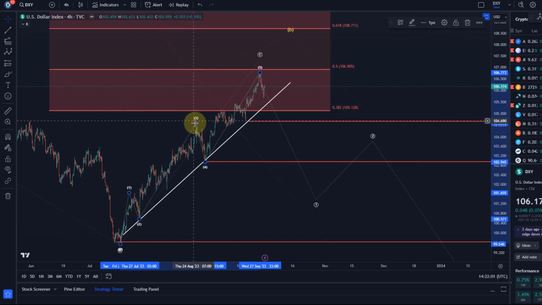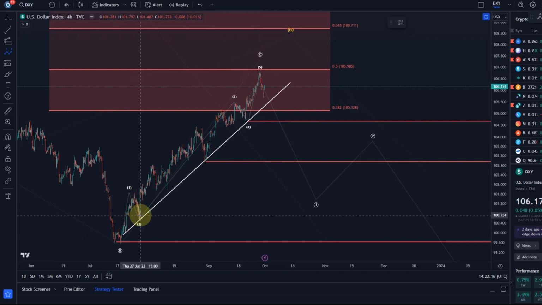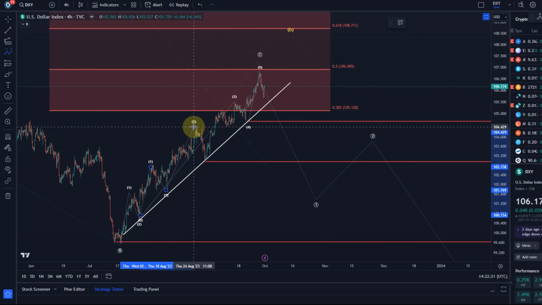Then my third wave. I need to remember, I looked into it before the video. Let's just label that. I think we had wave 4, 5 here, 3, 4 here in an alternative count, and then this could be wave 5. If we talk about the subdivisions of that long third wave, I would have a 1, 2 here, 3, 4 here, and then this would be the 5.